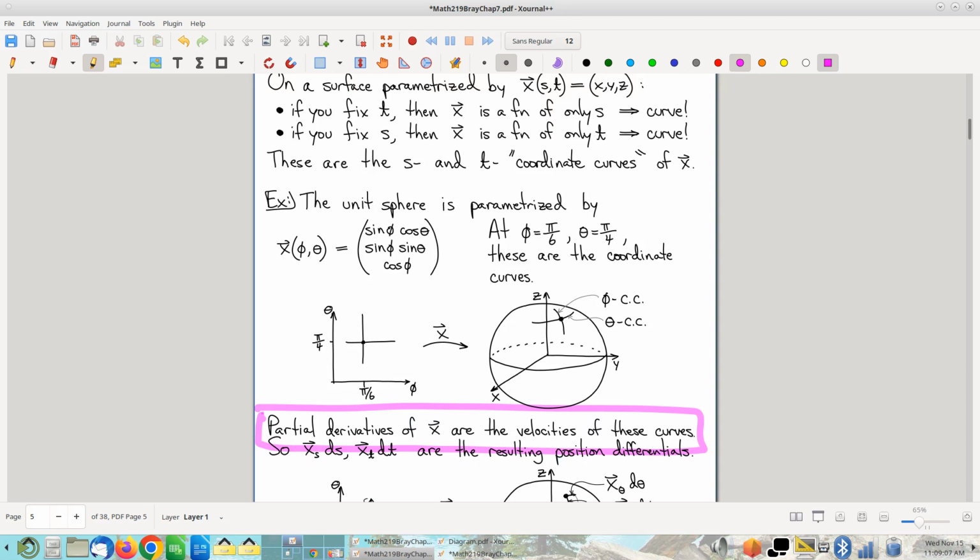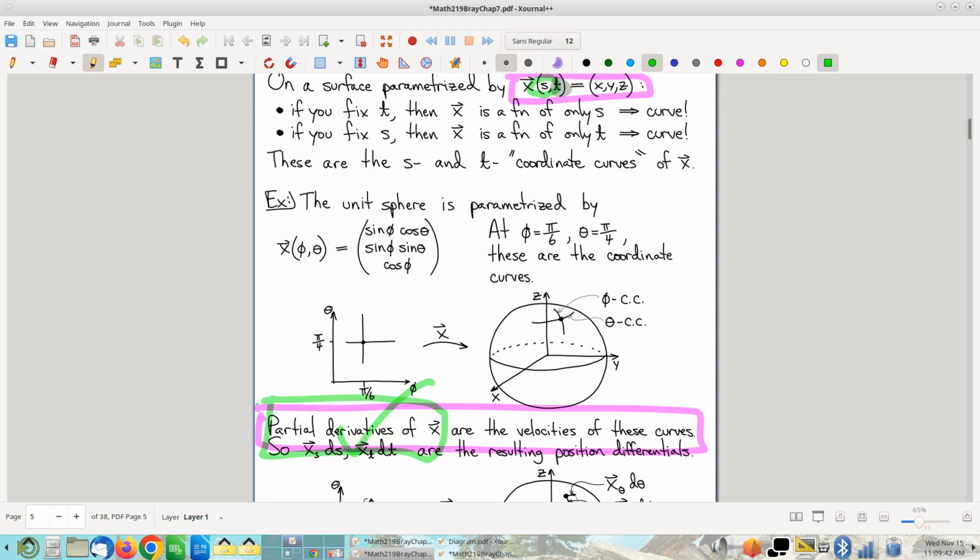Let's walk through it. What does it mean if I wanted to take the S partial of this parametric surface right there? The S partial would say that I'm going to let t be a constant, and then I'm going to take the derivative with respect to S. That's what a partial derivative of that parametric surface would be. You set the other variable equal to a constant, take a derivative with respect to the remaining.